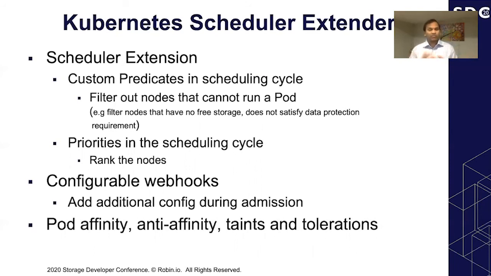You also have configurable webhooks, which means that whenever an object is admitted into Kubernetes, an API is called wherein you can act on that particular object. You can add any annotations or any config to this particular object. And there is pod affinity and pod anti-affinity, wherein you can use these rules to make sure that no two instances are on the same node.